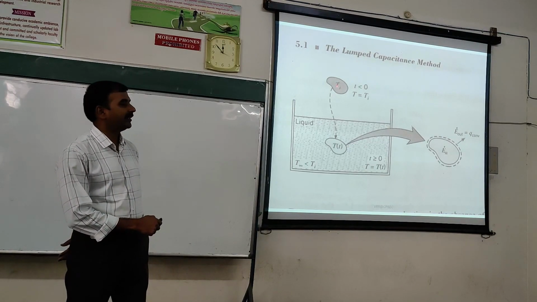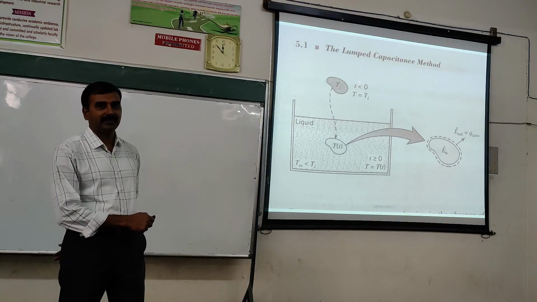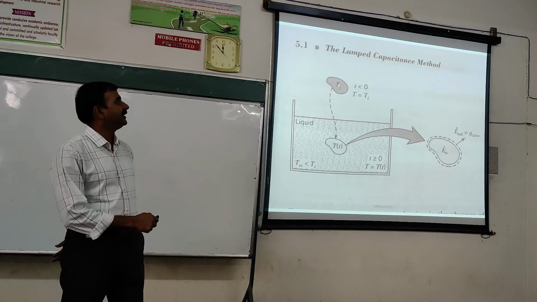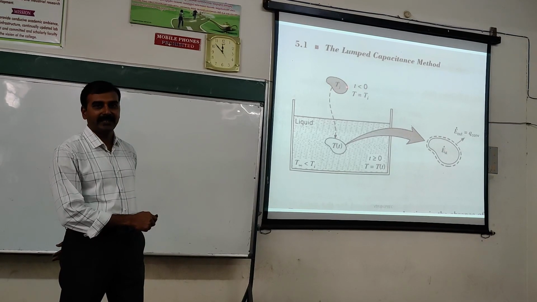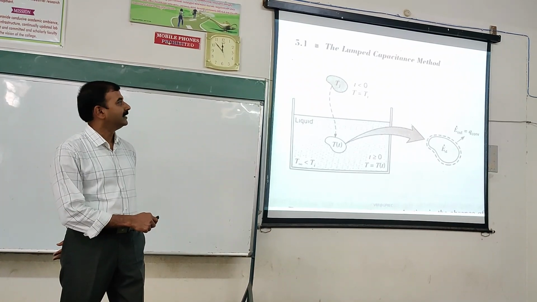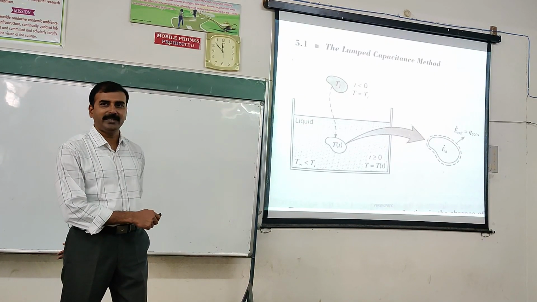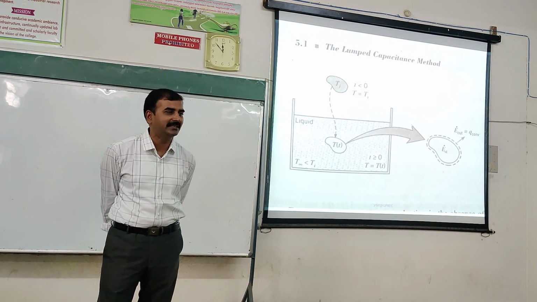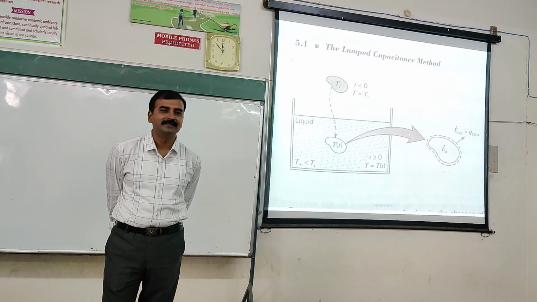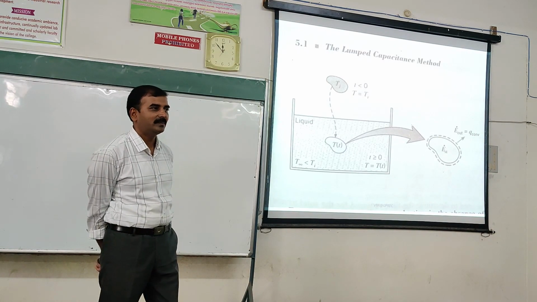Let's say there is a solid body like this of arbitrary shape, which is initially at a temperature of Ti. I stands for initial condition. It is said t less than 0. What is the meaning of t less than 0? Can time be less than 0?